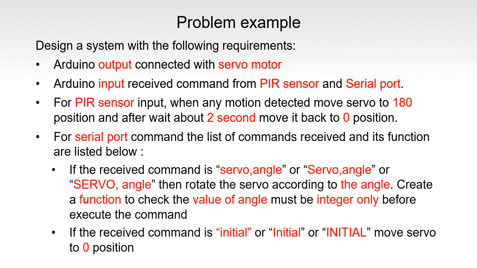Next, create a function to check the value of the angle, and it must be an integer only before executing the command. And the final one: if the received command is the initial in a different capital-letter notation, move the servo to the zero position.